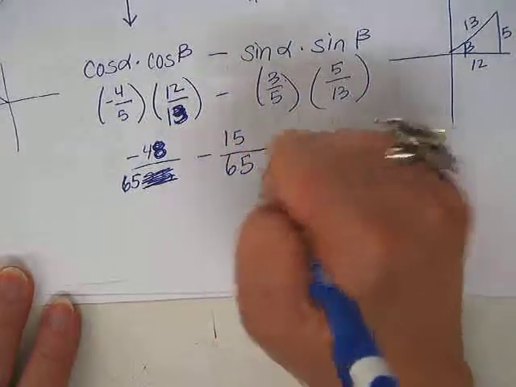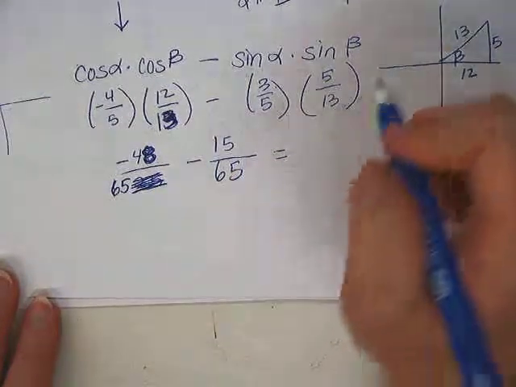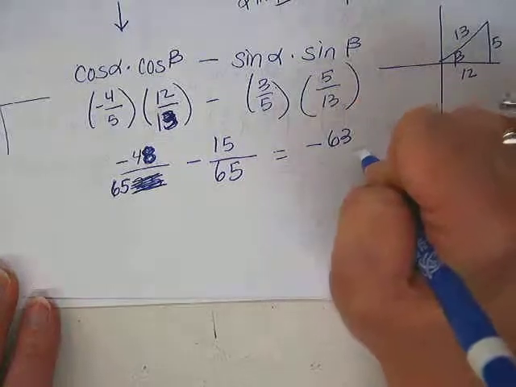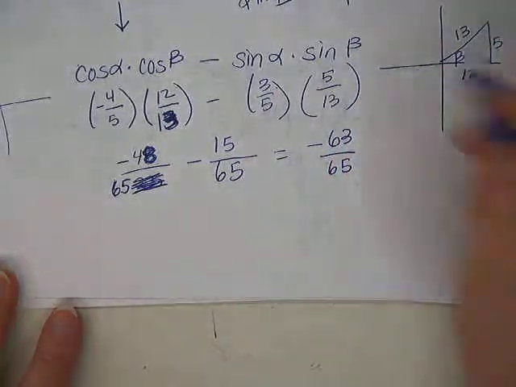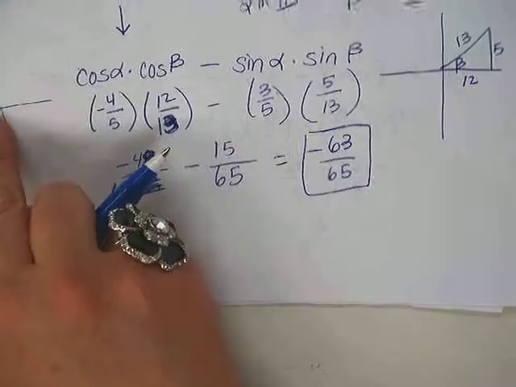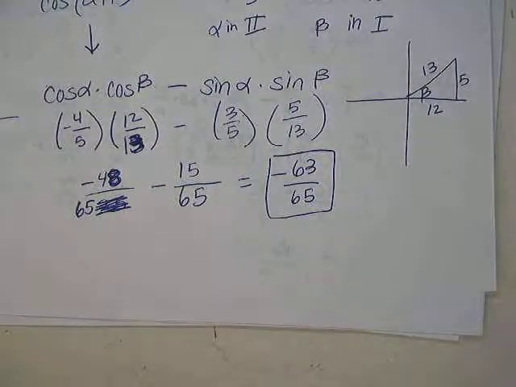And then 3 times 5 is 15, and 5 times 13 is 65. So we already have a common denominator. We just combine the 48 and the 15. So we get -63/65. Can we reduce that at all? No. So that is the exact value of whatever that angle is plus whatever that angle is.